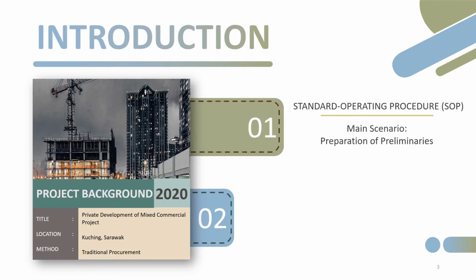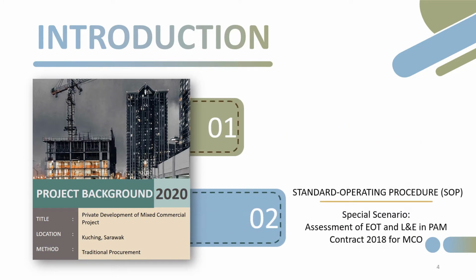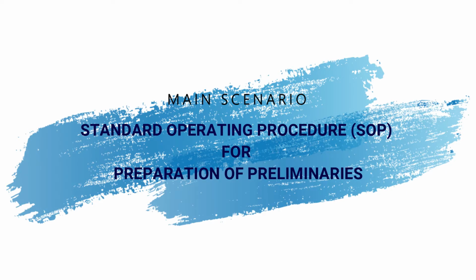The main scenario is about the SOP for preparation of preliminaries, while the special scenario is the SOP for the assessment of loss and expense (LNE) and extension of time (EOT), but according to the PAM 2018 form of building contract. First, let's start from the main scenario, SOP for preparation of preliminaries.